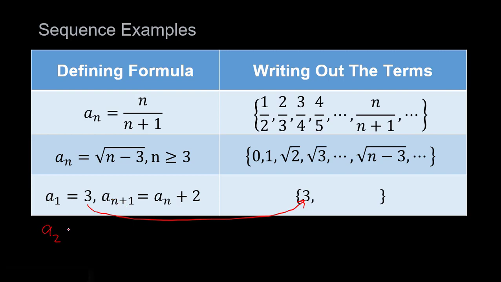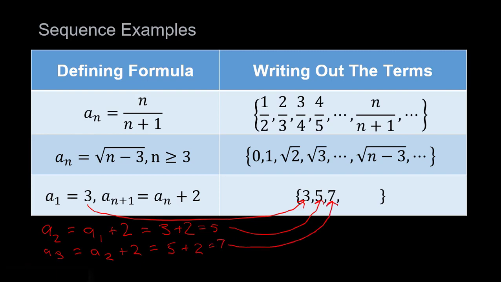So a sub 2 is just going to be the previous term, a sub 1 plus 2, which is going to equal 3 plus 2, which equals 5, which we can go ahead and plug in here for our next term. And our term after that, a sub 3, is going to be the previous term, a sub 2 plus 2, which is going to be 5 plus 2, which is 7, which we can plug in up here. And if we keep going, you can see the pattern here is pretty obvious. We're just going to add 2 each time, so the next term is going to be 9, etc. So this covers some of the basic types of sequences that you might run into.